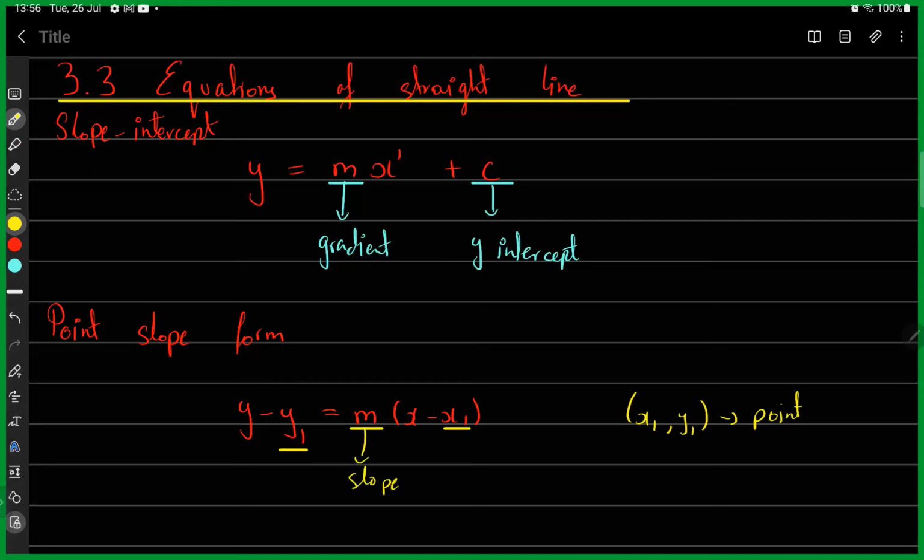Okay, so we need to remember these two types, and obviously this would be used with other concepts. Before this we talked about parallel lines and perpendicular lines, and we know if two lines are parallel, their gradients are going to be the same, and if they're perpendicular, the product of the gradients is going to be -1. Okay, so we will be using multiple things at a time. All right, so let's talk about a question.